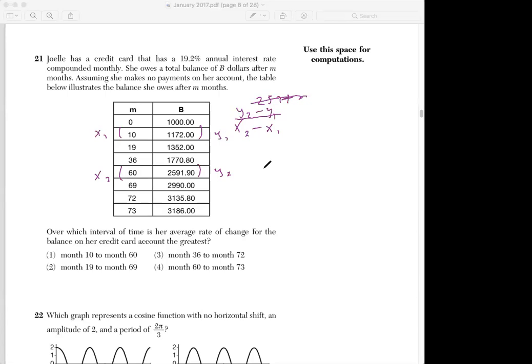So you would do 25,990 minus 1172 over 60 minus 10. And whatever that is, that's your average rate of change. And then just note that next to here. And then calculate the second one, calculate the third, and the fourth, and then just pick whichever one's the larger one.